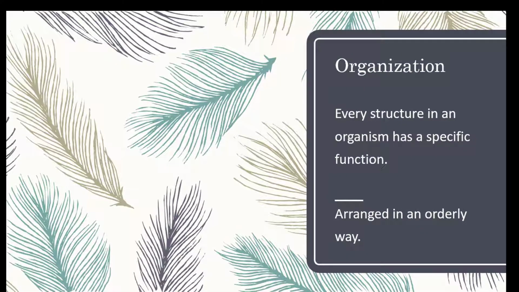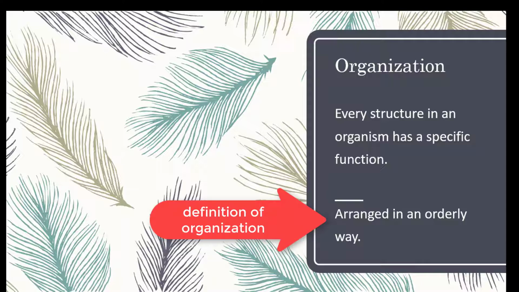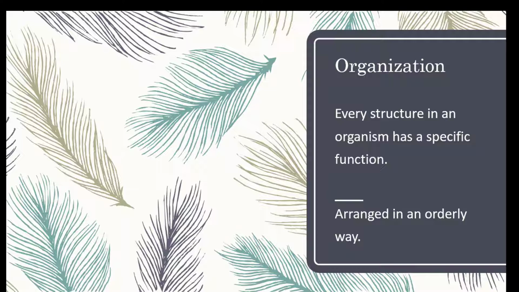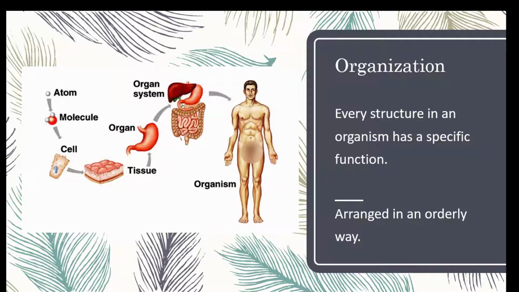Every living thing has some sort of organization. Organization means something is arranged in an orderly way. So every different structure in an organism has a function in the organism. Every structure is there for a reason.